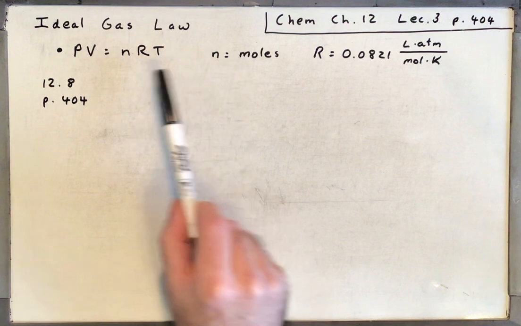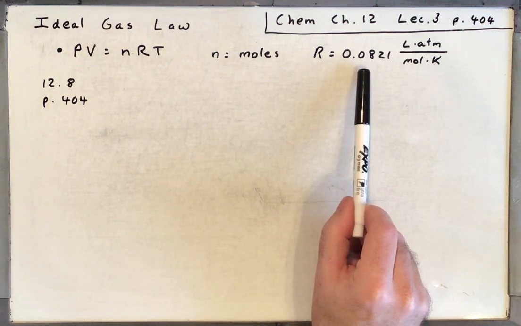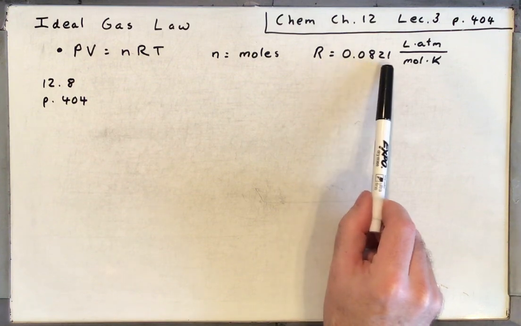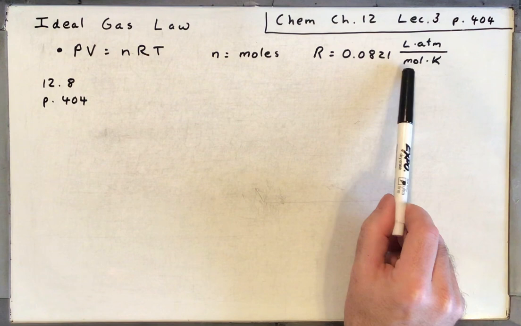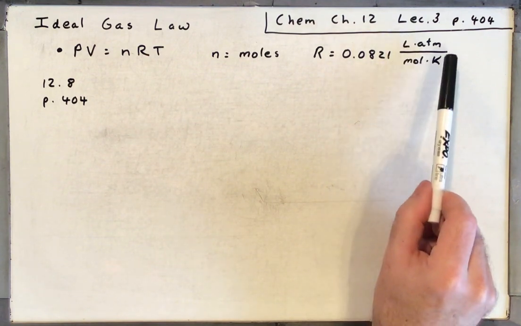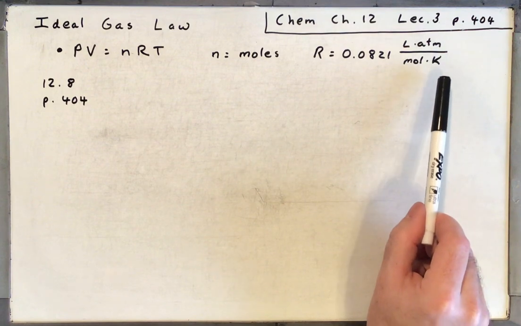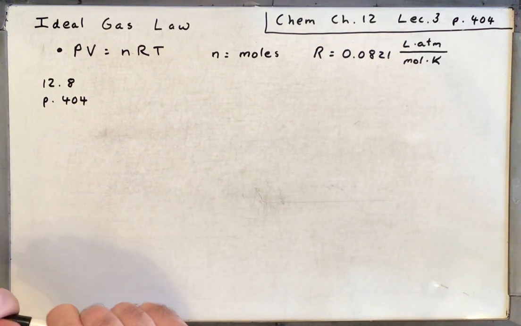So N is moles. R is the ideal gas constant, 0.0821. You do not have to memorize that. The units are important, though. Liters times atmospheres over moles times Kelvin, because it tells you that the volume has to be in liters, the pressure has to be in atmosphere, temperature has to be in Kelvin. So the unit can be very helpful on that one.